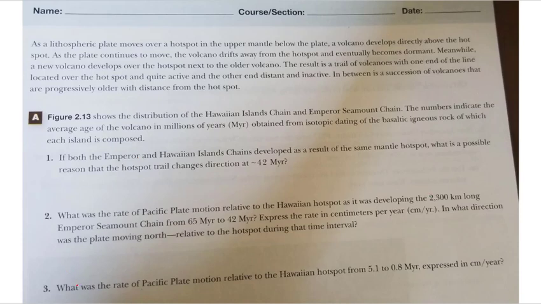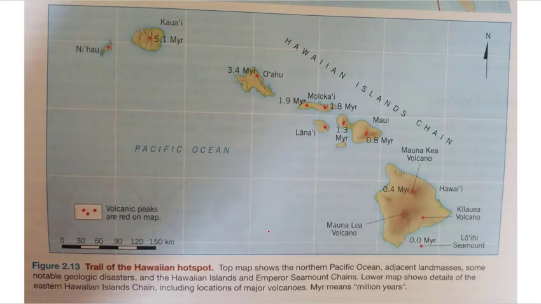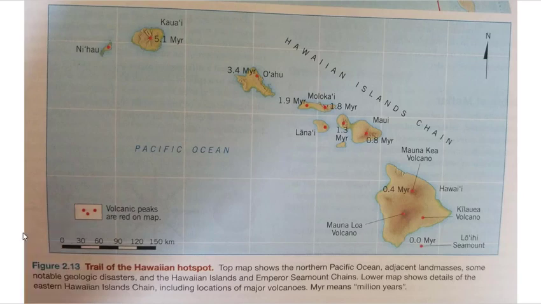And then what rate was the Pacific motion to the Hawaiian hotspot from 5.1 to 0.8 million years expressed in centimeters per year? Now this is not going to involve this map, but now we need to go to this map. So they say between 5.1 and 0.8 million years. So that's between the formation of Kauai up here and Maui down here.